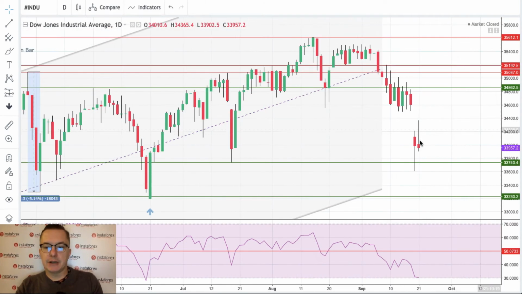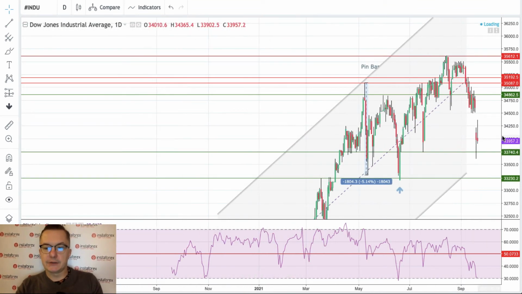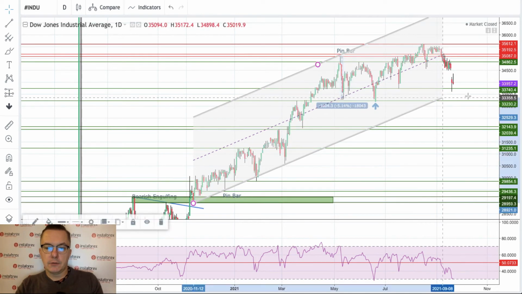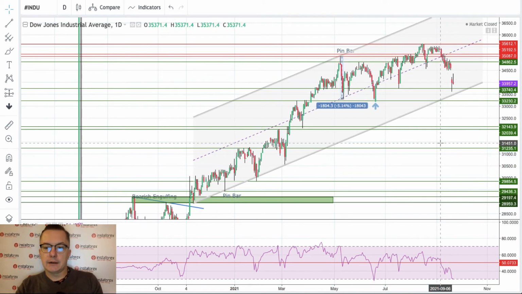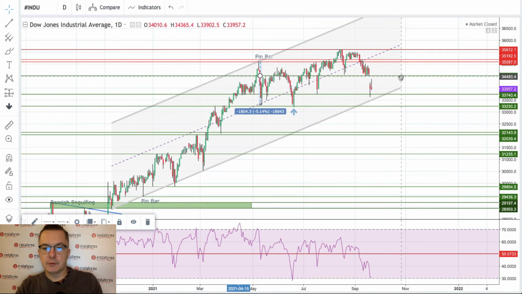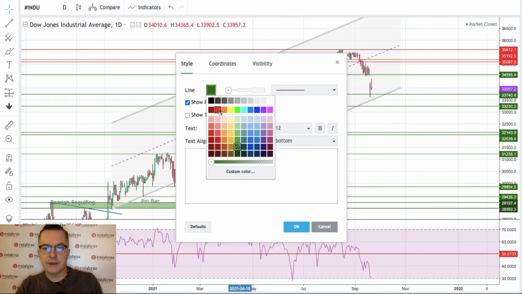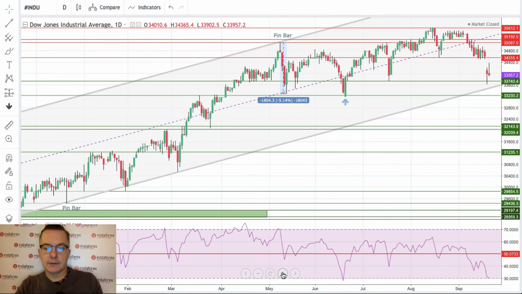What is going on with the Dow Jones Industrial Average? As you can see, we have almost the same situation here. Let me just zoom out to see what is going on, and there you go. We are still inside of this ascending channel. Nevertheless, as well as yesterday, we just broke below this technical support at 34,555. So that's the lows of the last week, and we just broke below it.